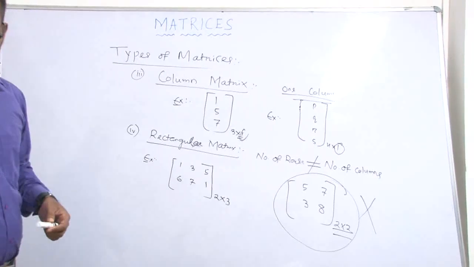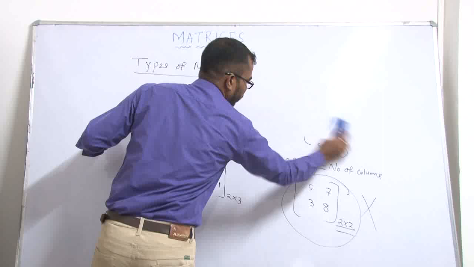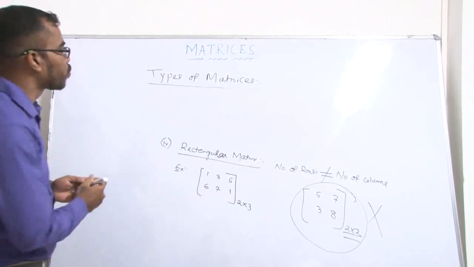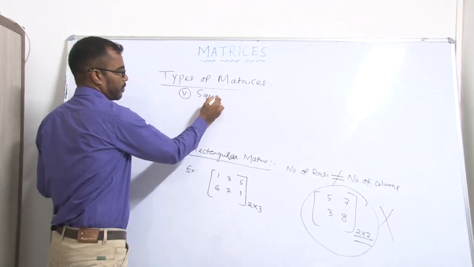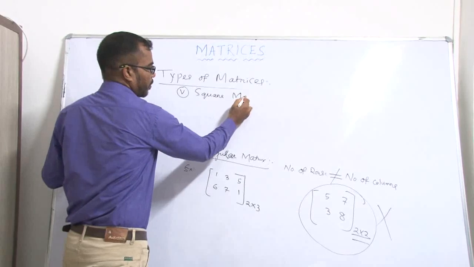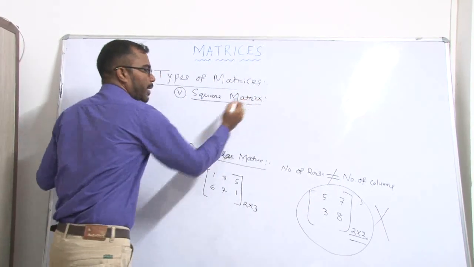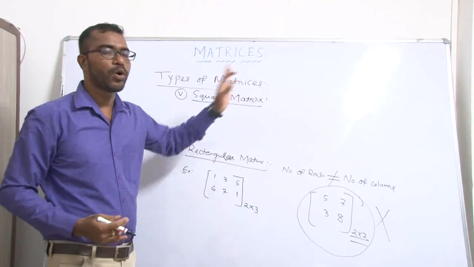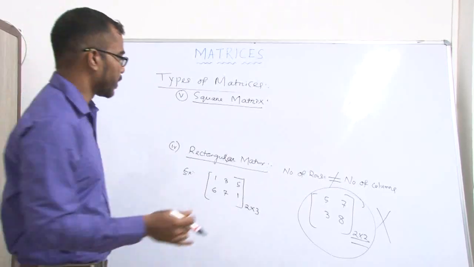So next we proceed with fifth type of matrix, that is square matrix. Square matrix means the number of rows and number of columns are equal. So it is a square matrix.